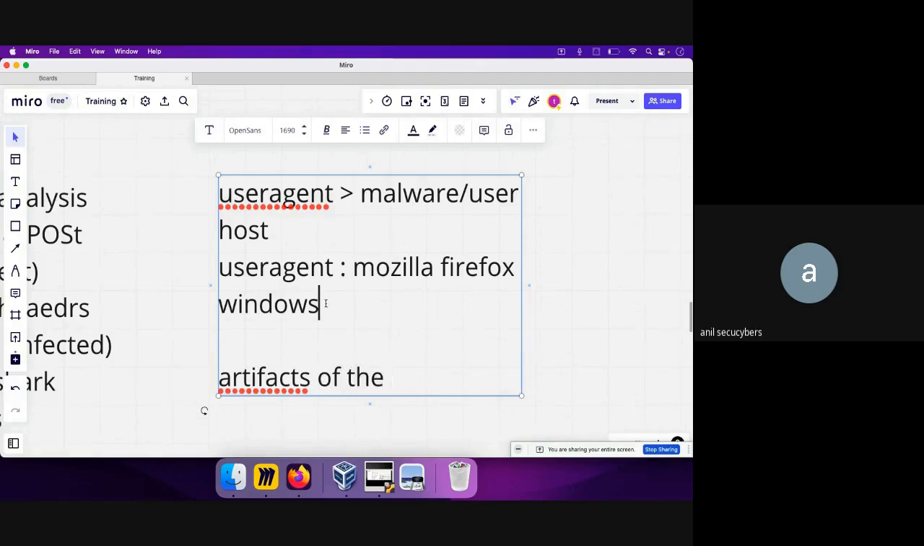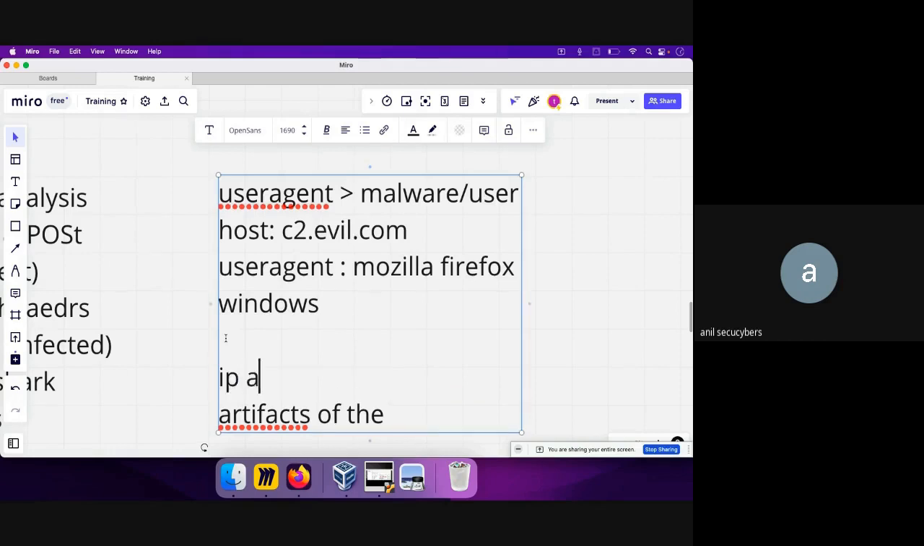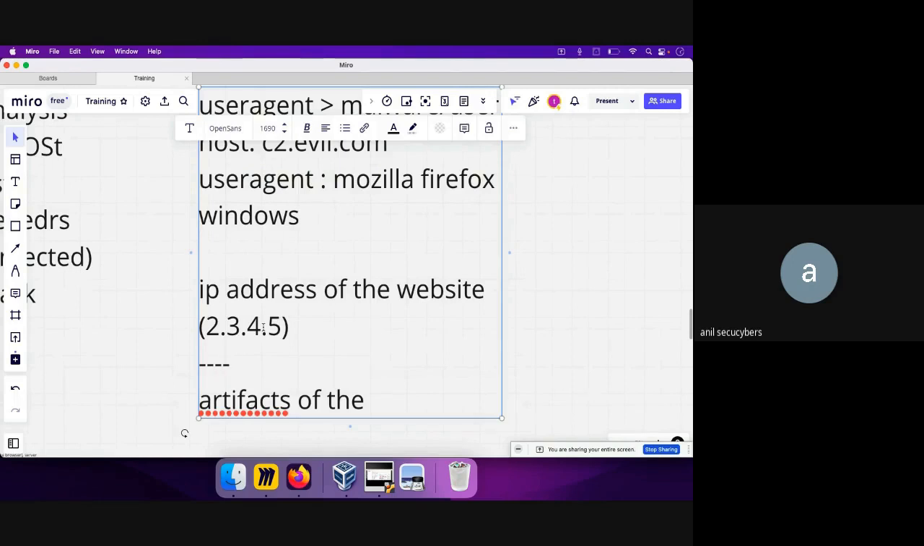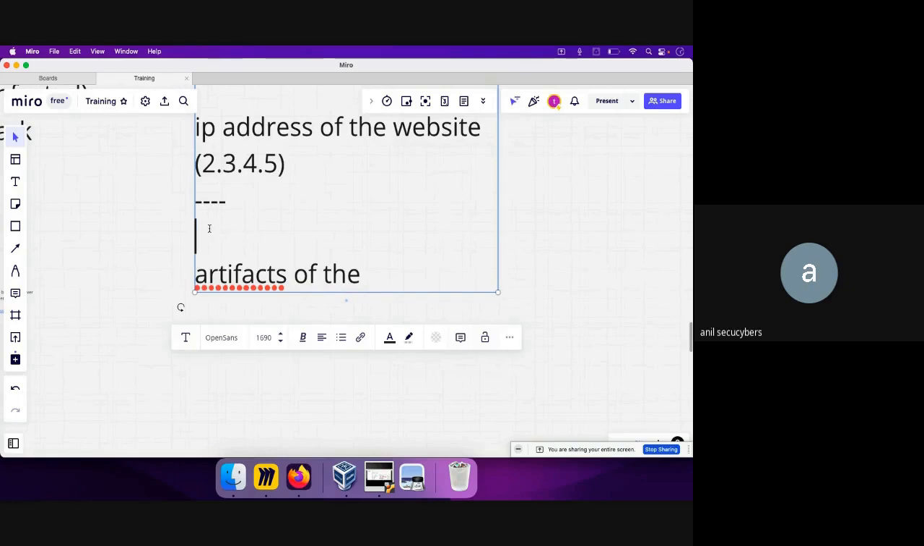The first thing you will do is, let's say the host is c2.evil.com. You need to get the IP address of the website. Let's suppose you got the IP address of the website as 2.3.4.5. So that's the first step. The next step is to see which systems have visited this website, this IP address, for example.